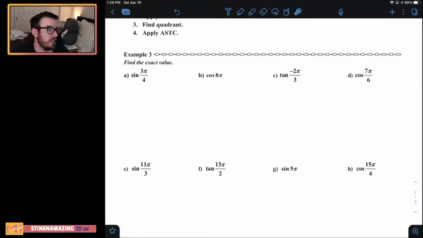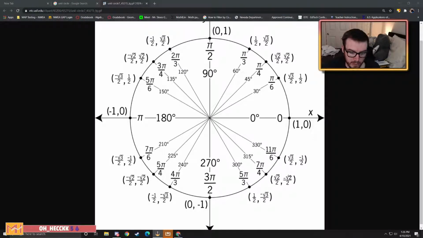So there is no crime in using the unit circle. Where's 3 pi over 4? There it is. What is sine of 3 pi over 4? Right there, root 2 over 2. Boom, there's my answer.